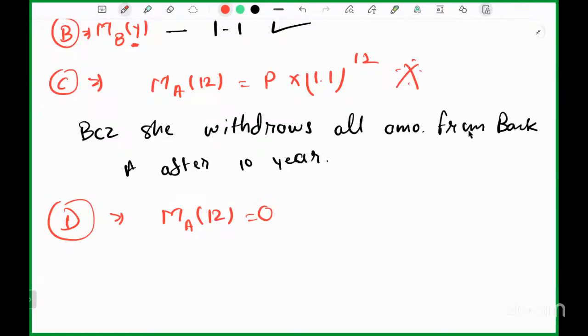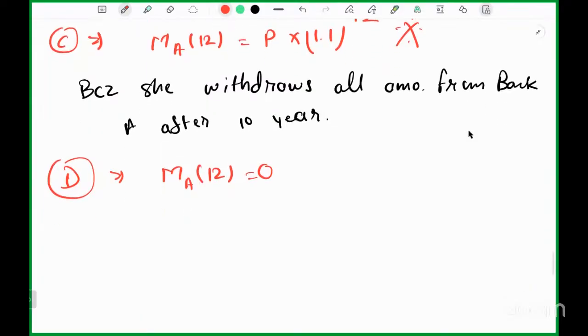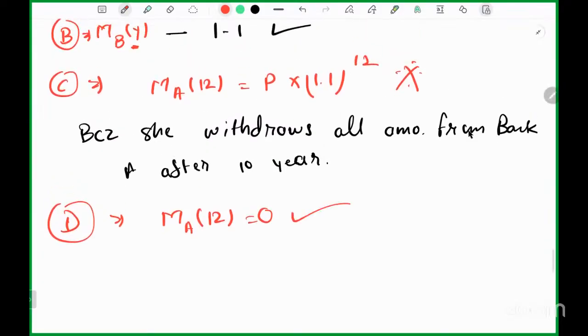Was MA of 12 P into 1.1 to the power of 12? No. See, in the question, it's mentioned that after 10 years, she withdrew all the amount. So that means MA of x represents the amount in her account after x years. So after 12 years, there is no amount in her account. So that's why MA of 12 is actually 0, not P into 1.1 to the power 12. Is that clear now? Okay. So that's why D option is correct.